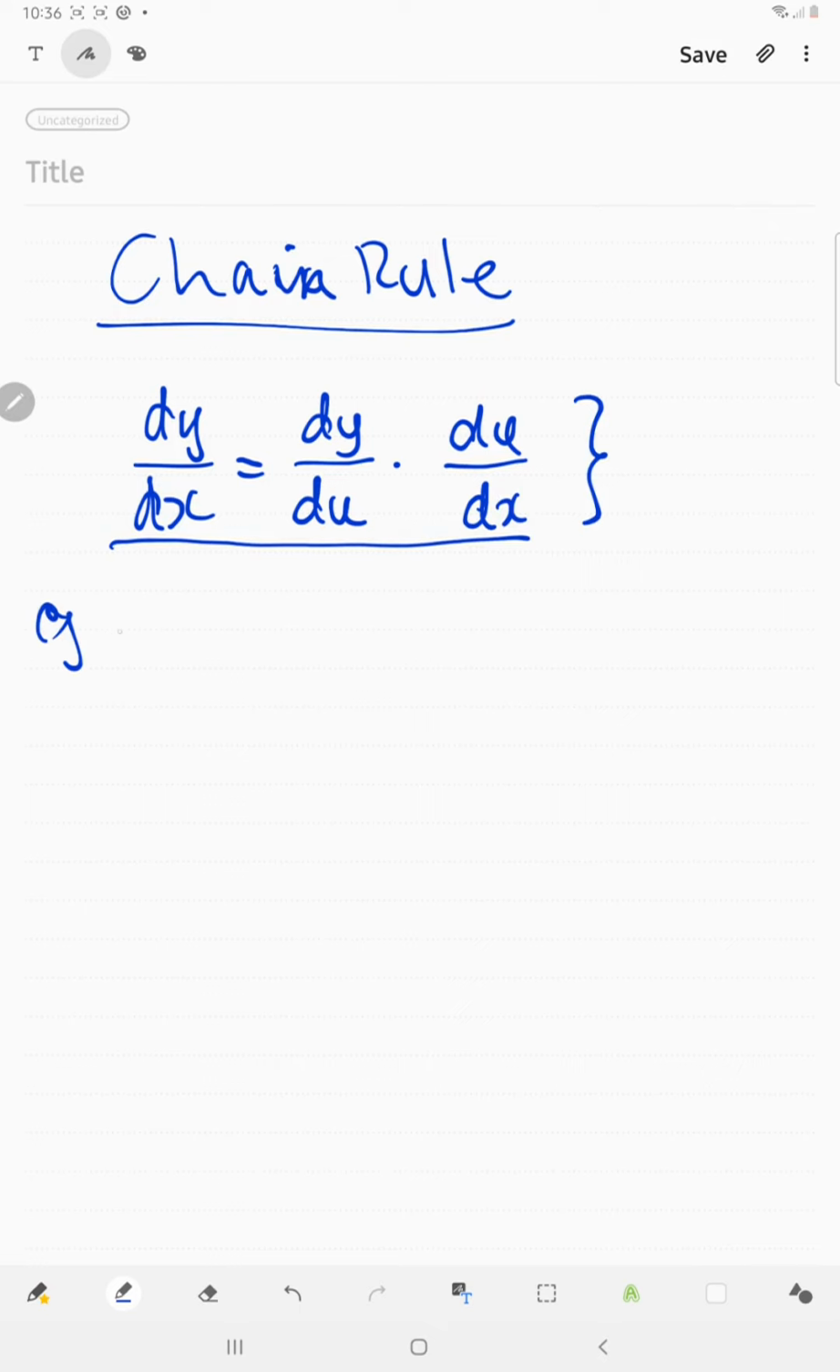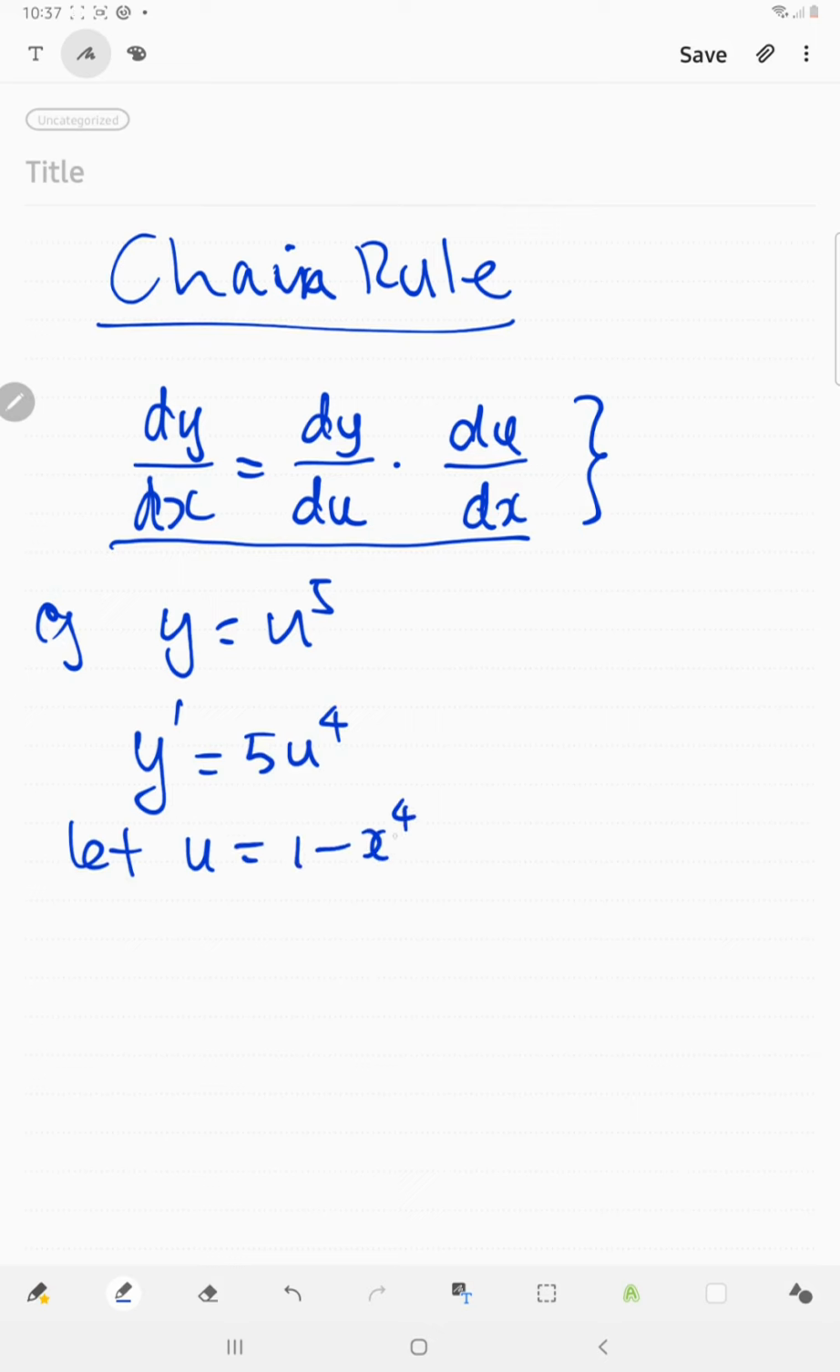Now, for example, we can have a statement y is equal to u to the power 5. So for us to get the chain rule, we know that y prime is equal to 5u to the power 4. Now, let u be equal to 1 minus x to the power 4. If u is equal to 1 minus x to the power 4, it means I should be able to say y is equal to (1 minus x to the power 4) to the power 5.